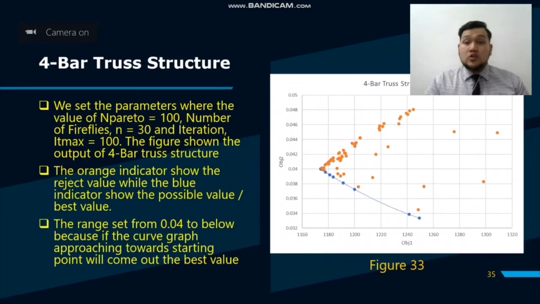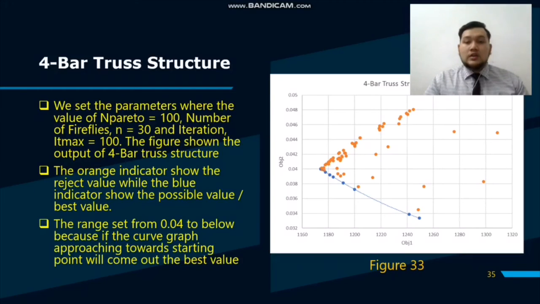Figure 33 shows the 4-bar truss structure graph. In order to achieve this graph, we set the parameters where the value of N Pareto is equal to 100, the number of fireflies n is equal to 30 and the iteration itmax is 100. This is the benchmark graph. The orange indicator shows the rejected values while the blue indicator shows the possible values or the best values.